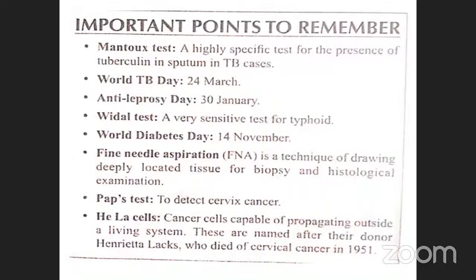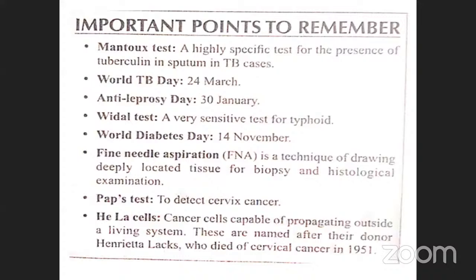So what are the tests for identification they have given? And some of the diseases are also given. See the Montague's test, already we saw it. The Montague's test is a highly specific test for the presence of tuberculin. Tuberculin is nothing but a protein molecule secreted by Mycobacterium tuberculosis. How will you identify that tuberculin is present? It is a protein molecule present in the sputum in TB cases, and the test is called Montague's test. Note it down, this is very, very important.